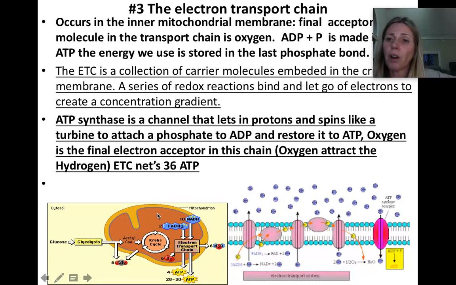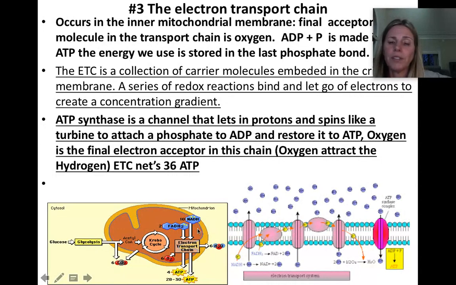So this is where our ADP is going to be made, where another phosphate is going to be added to make ATP. So electron transport chain, that's where the ATP is made. The ETC, which is abbreviated as electron transport chain, is a collection of carrier molecules. These molecules are all embedded inside this membrane. Like right in here would be an example of where they'd be found, right? Not up here, that would be the outer membrane. So it's the inner membrane.